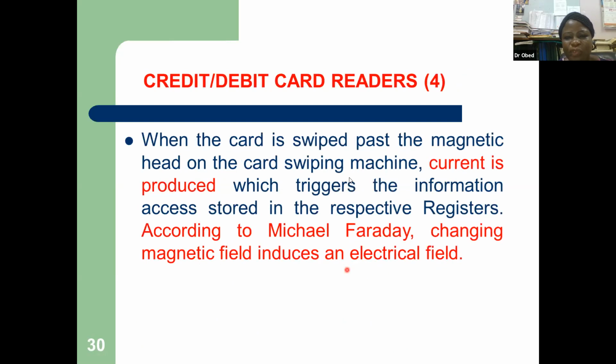So when the card is swiped past the magnetic head on the card swiping machine, current is induced, and this current triggers the information access stored in the respective registers. So according to Michael Faraday, a changing magnetic field induces an electrical field. And that is the principle by which the card reader works.